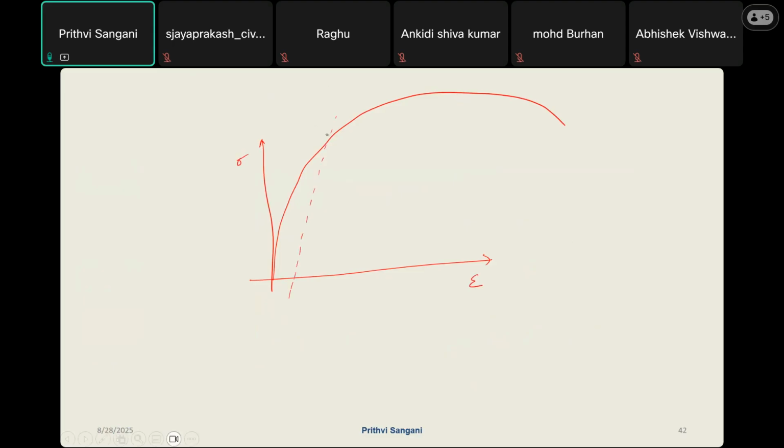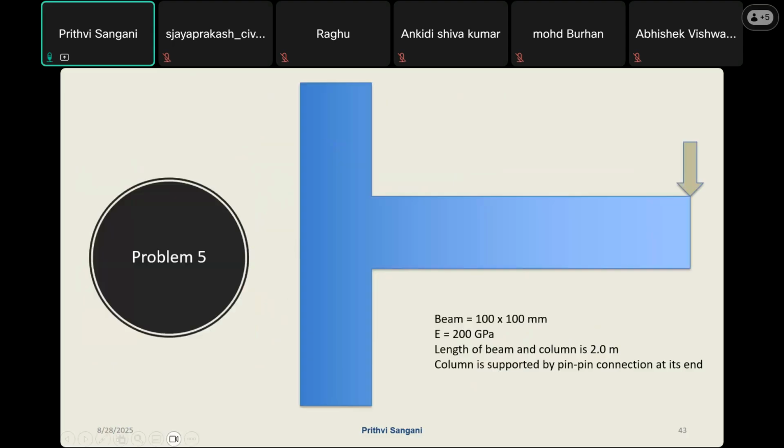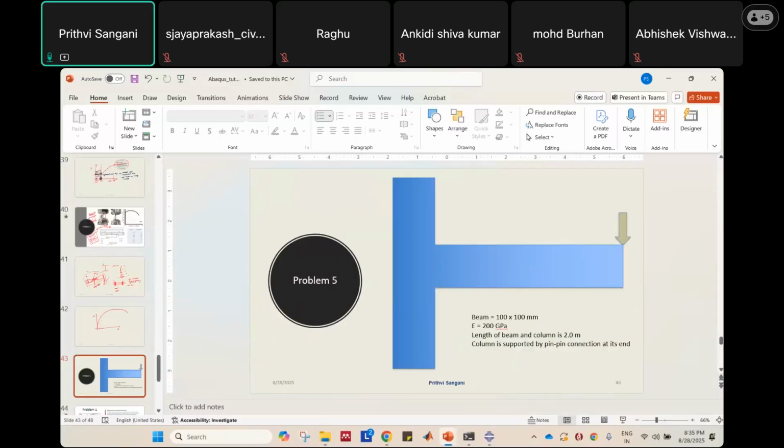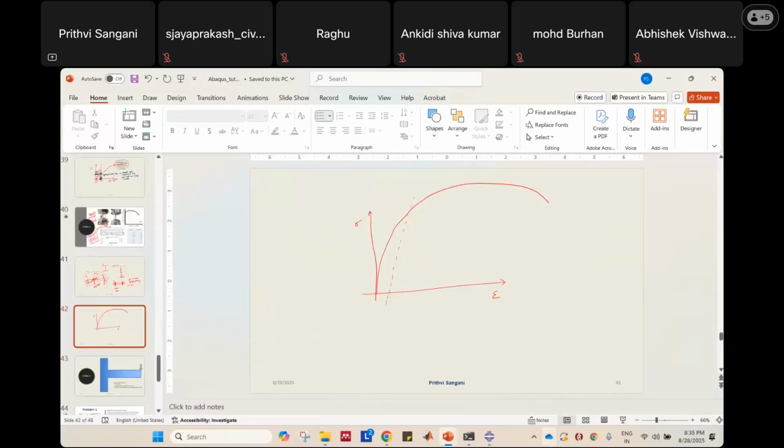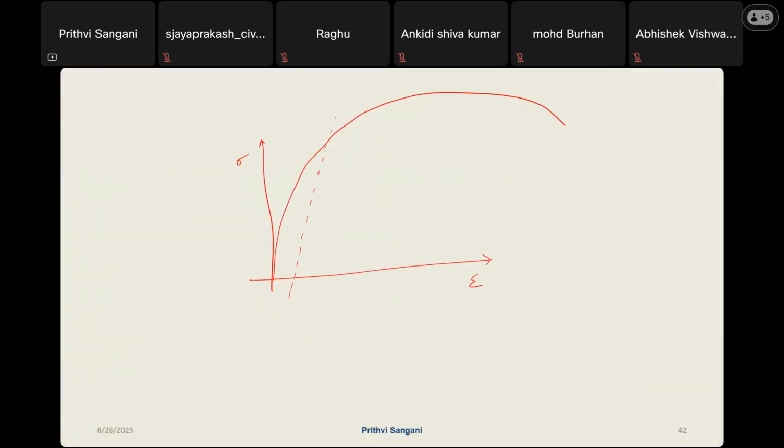So proof stress is nothing but you will take 0.2% strain, and then you will draw a line parallel to your initial slope. Let us say this is your initial slope, and wherever the line you're drawing touches your stress strain curve, there you call it the yield strain.